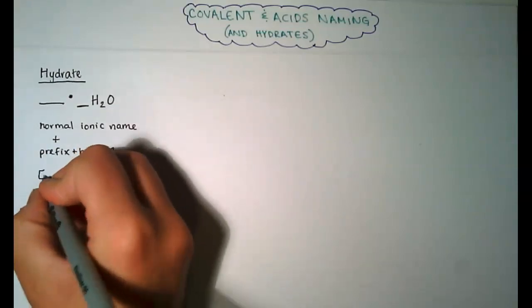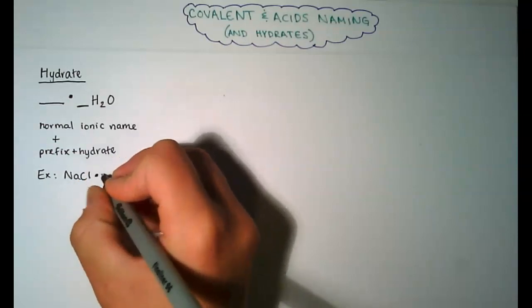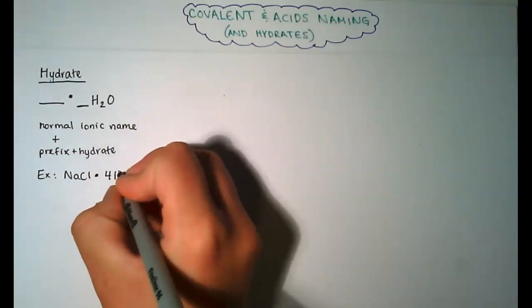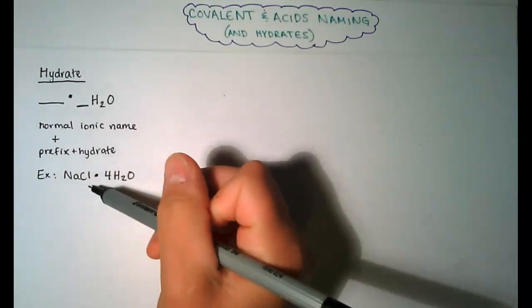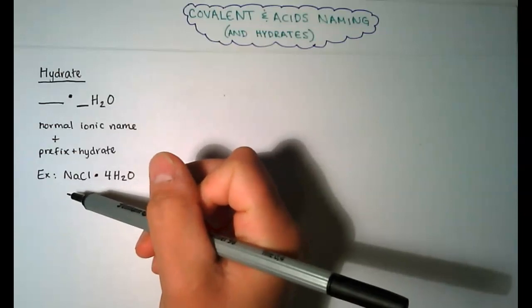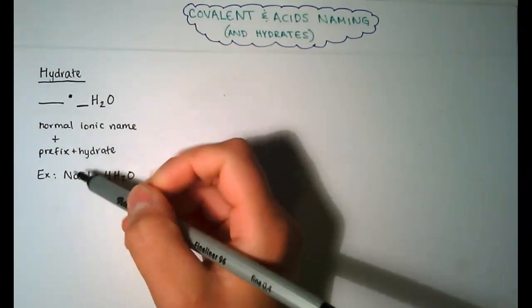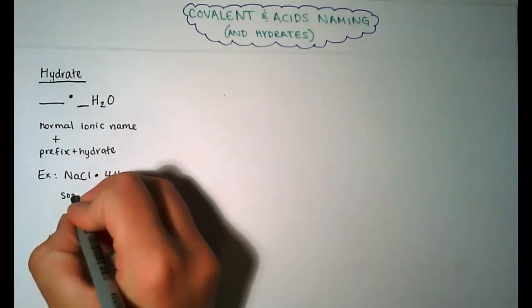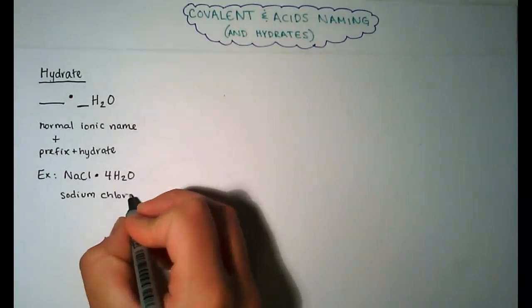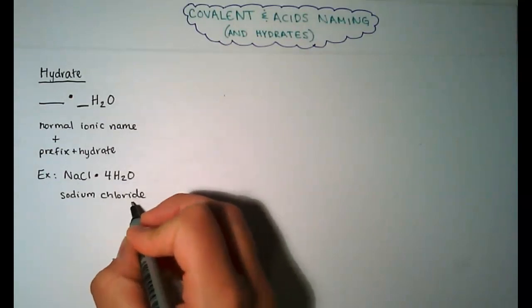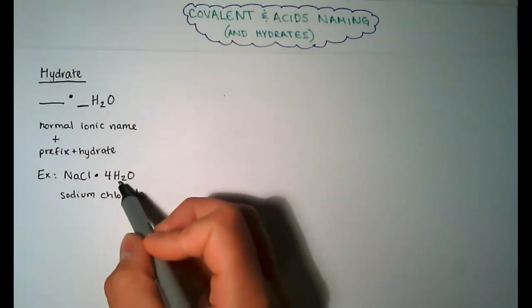So if we have NaCl dot 4H2O, we would start out by naming NaCl just following the appropriate naming rule for naming simple binary ionic compounds. So sodium and chloride. I just changed the ending on chlorine to IDE. And then I need to add the hydrate part.